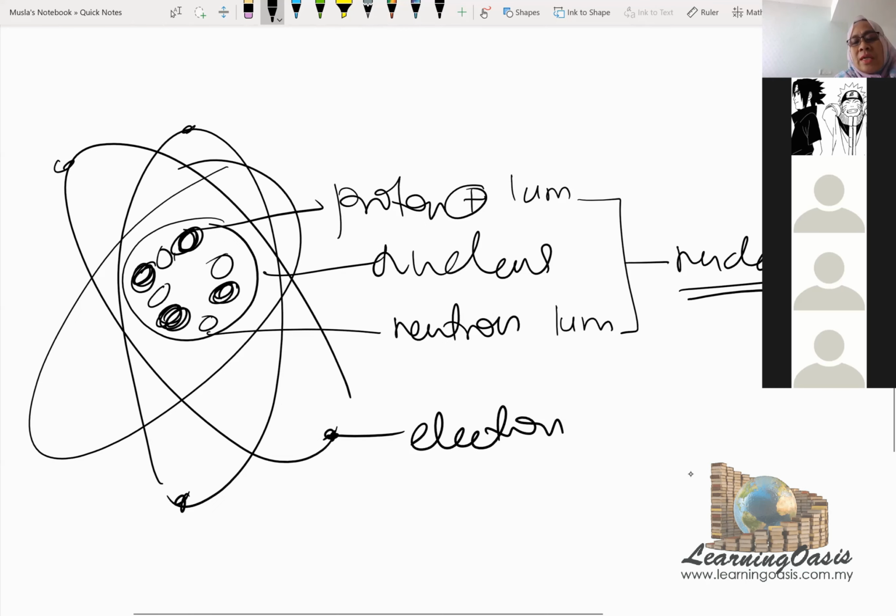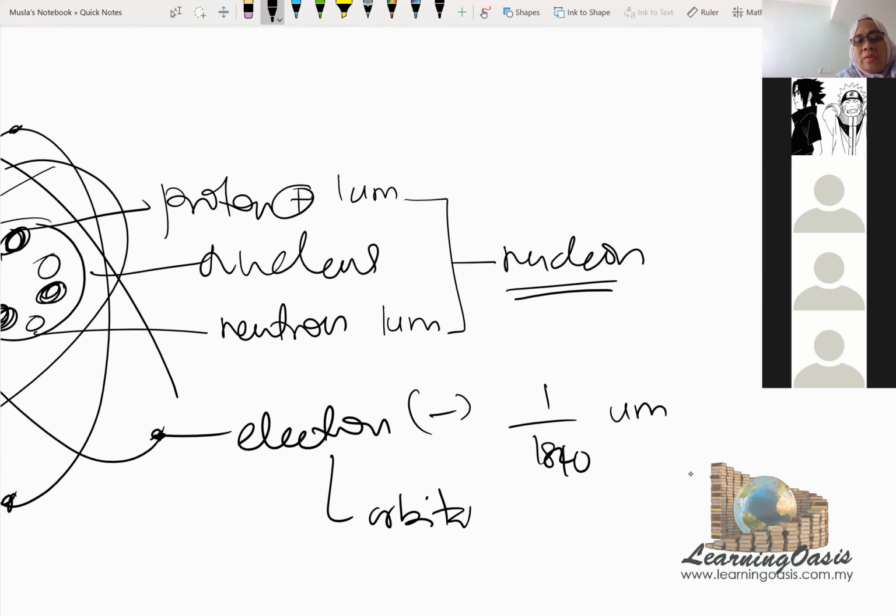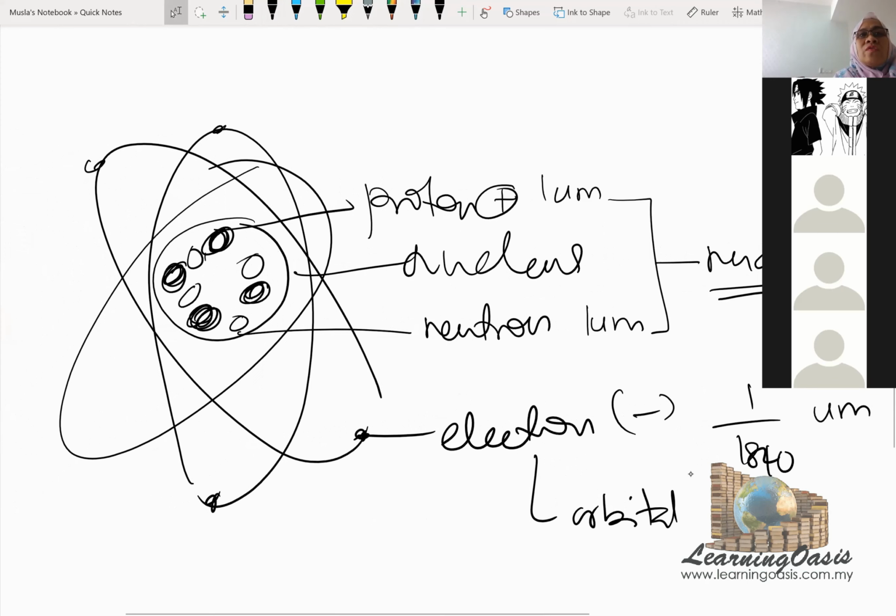Okay, the electron is negatively charged and it's 1/1840 unit mass, and this electron is in the orbital, right? Okay, so when they ask you to describe an atom, or describe an atom of sodium, you should know: you have a proton and neutron in the nucleus, and these make up your nucleon.